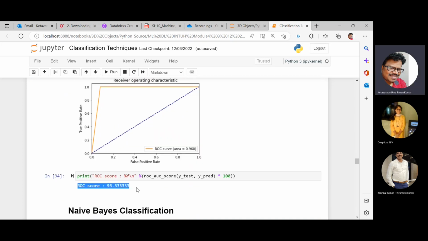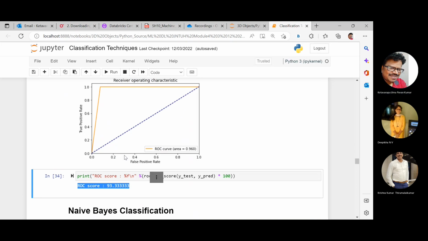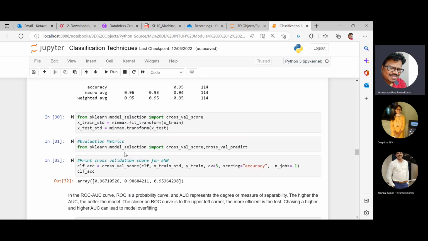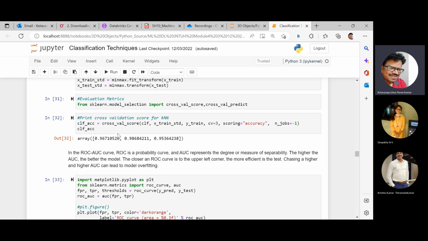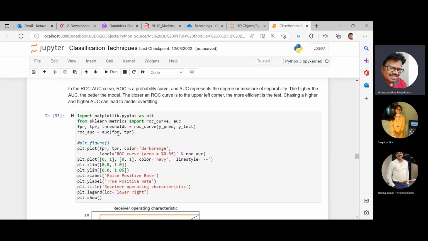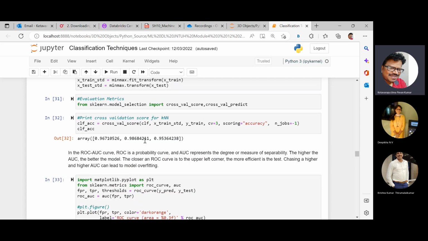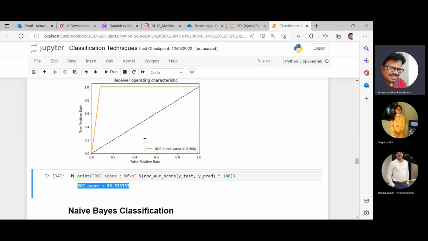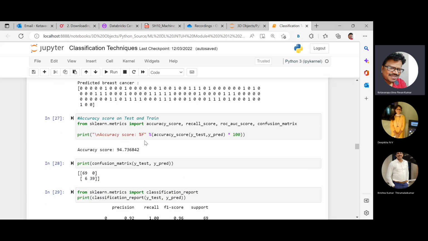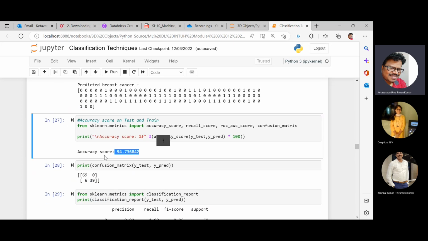And my ROC score is around 93. And guys, especially in this particular data, KNN has really performed well, because generally it crosses 80, 81, 82 like that only. But especially in this example, you can observe that 94 something accuracy is noted by the KNN.